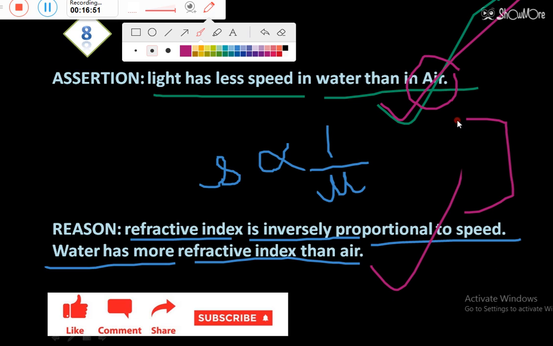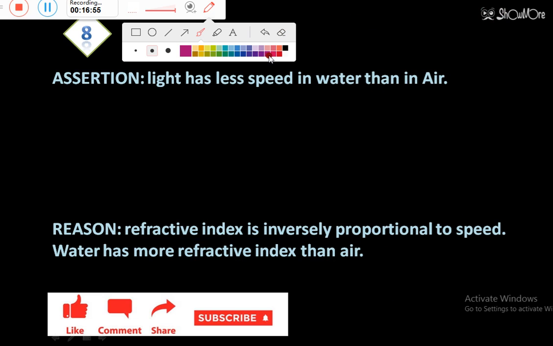That means both assertion and reason are true, and reason is the correct explanation of the assertion. So the answer will be option number A.